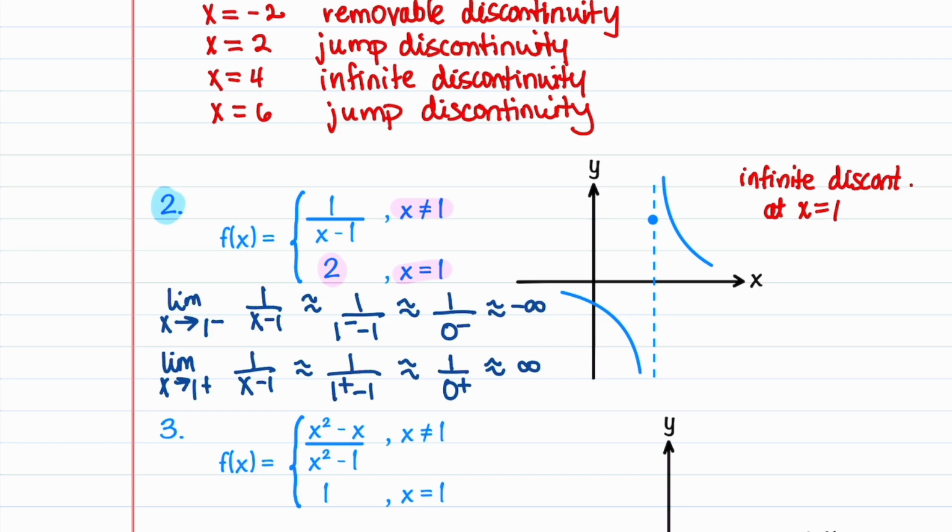Later on in this course, we're going to be talking about horizontal asymptotes, which we really need, honestly, to be able to understand this graph a little bit better. But for now, I just wanted you to see the graph so that you can see what it looks like when we have an infinite discontinuity.